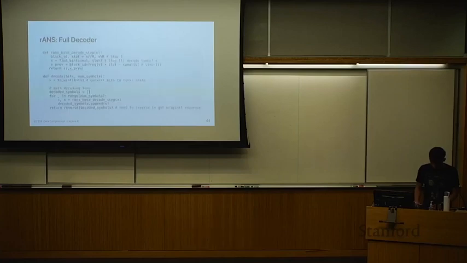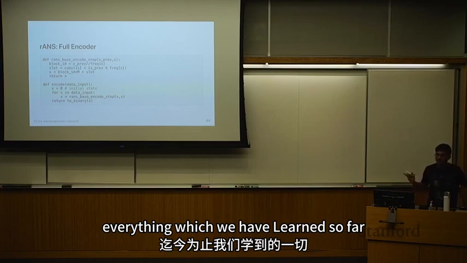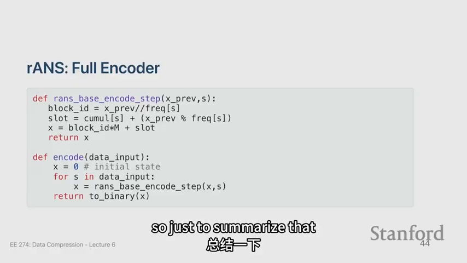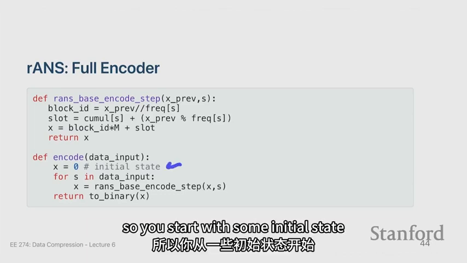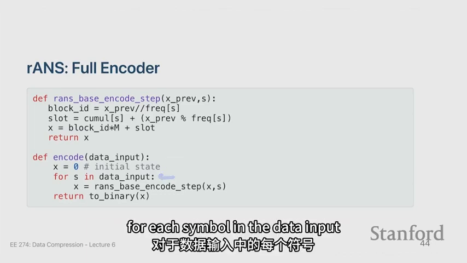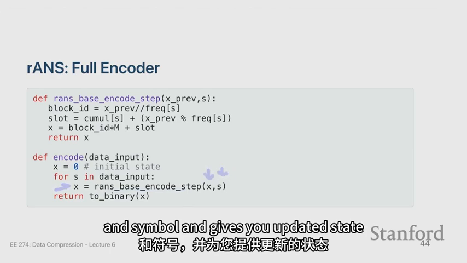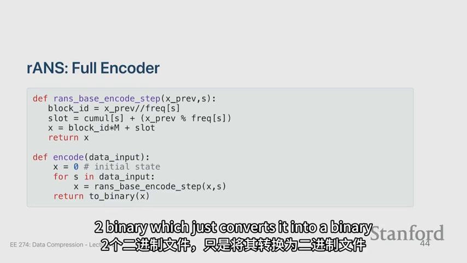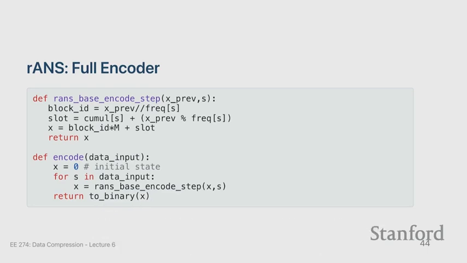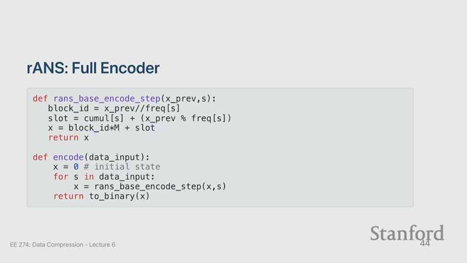Okay, so this is now just a combination of everything which we have learned so far. Just to summarize it one last time, the encoder works like this. You start with some initial state. For each symbol in the data input, you run some base encode step which takes in state and symbol and gives you updated state. Then the final output of the encoder is this to-binary, which just converts it into a binary. And the base encode step does this: block ID times m plus slot.